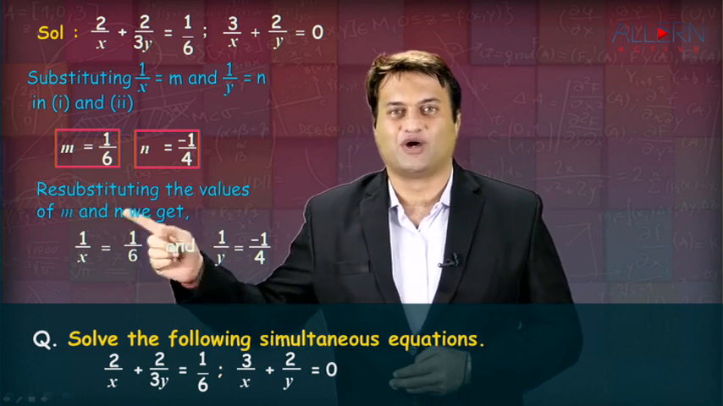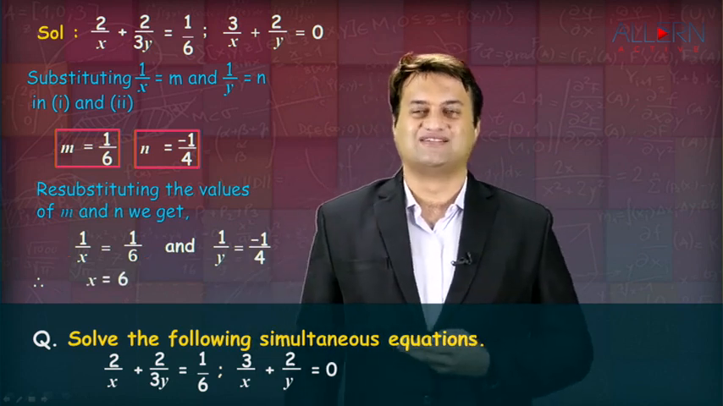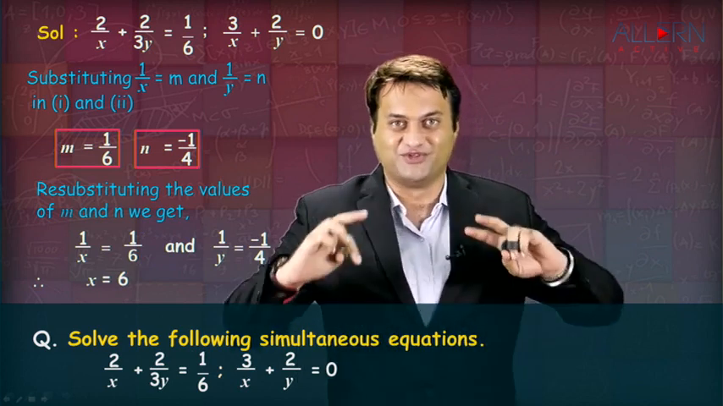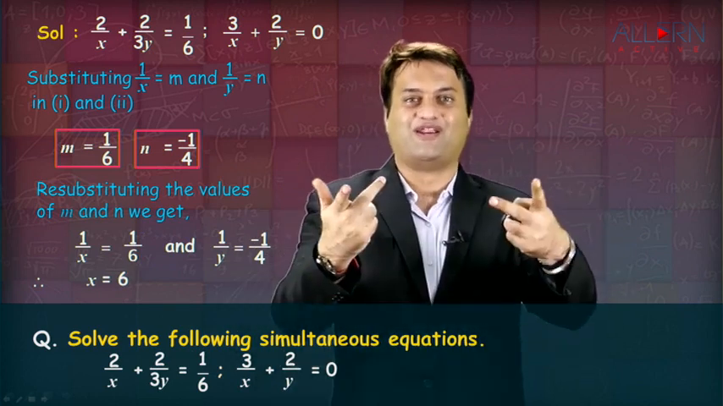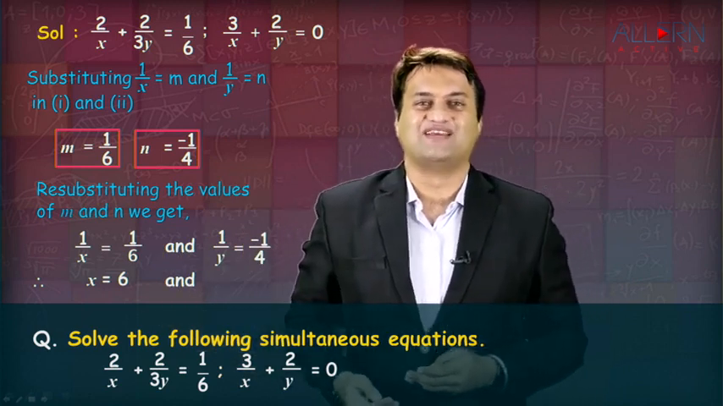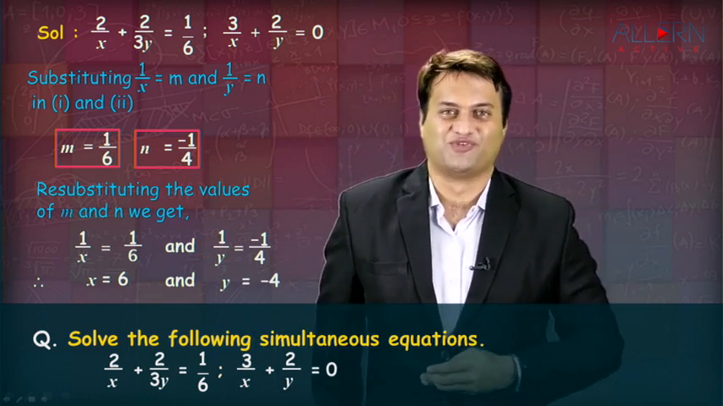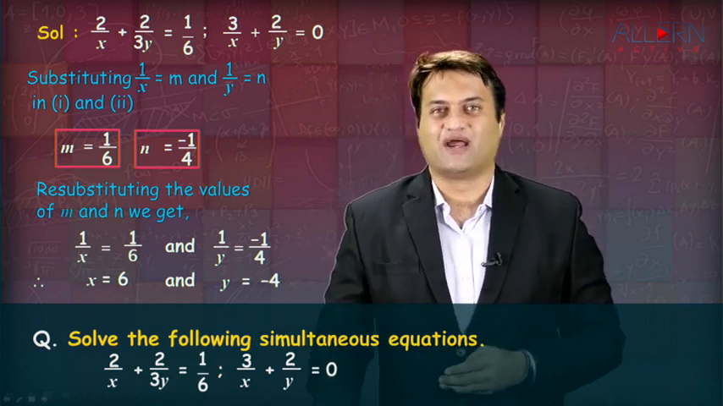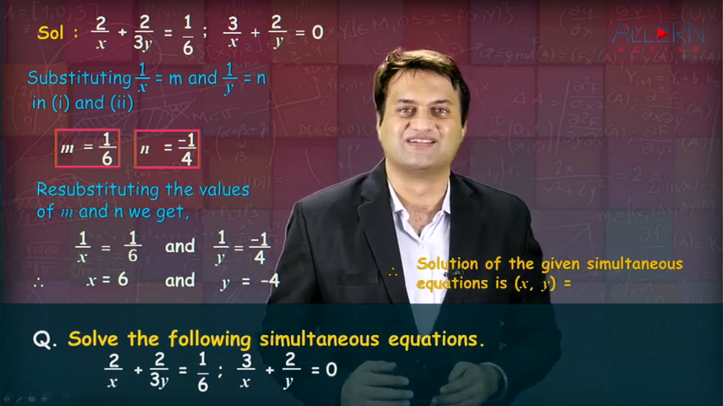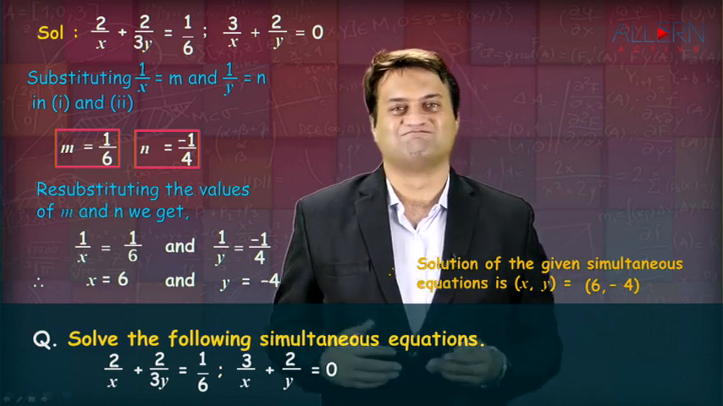1 upon x is 1 upon 6. Let us take the reciprocal or cross multiplication, whatever, you get x is equal to 6, because we are ultimately interested in the value of x and not 1 upon x. So, you need to take that reciprocal, invertendo, or cross multiplication, whatever you are more comfortable with. And 1 upon y is equal to minus 1 upon 4. So, invertendo, you get y is equal to minus 4. x is 6, y is minus 4. Just write the final answer that the solution of the given simultaneous equations is x comma y, which is equal to 6 comma minus 4. As simple as that.